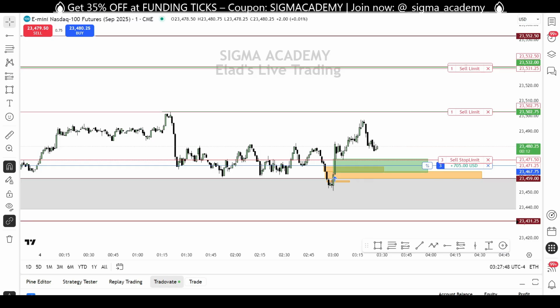Then the pullback started moving in my direction, and I thought it might stop me out and dip into the fair value gap sitting below. Once price came closer, I was looking for a market structure shift to add on to my position and aim for a better risk to reward.